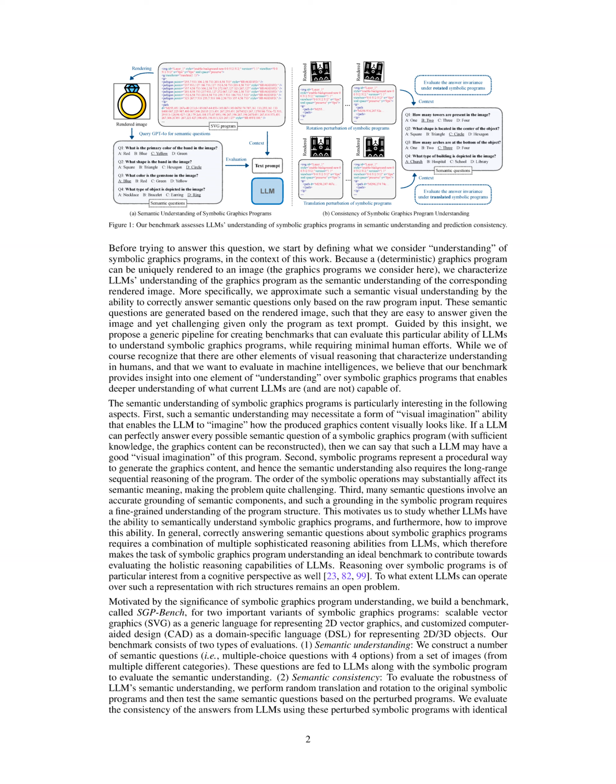To generate semantic questions from a rendered image of a symbolic graphics program, we utilize a vision language model, such as GPT-4o. For instance, consider a symbolic graphics program that produces a rendered image of a red circle. We would first render this program into a 2D image. Next, we would query GPT-4o with this rendered image to generate semantic questions, such as what color is the circle, or how many shapes are present in the image.